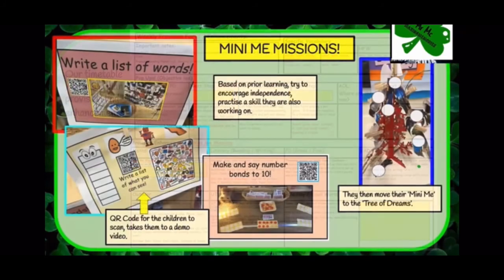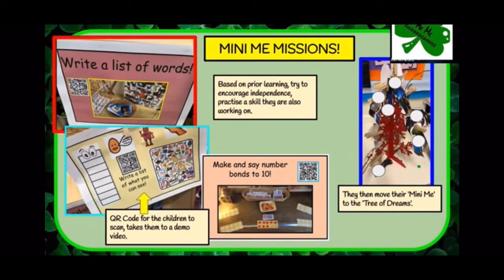The mini-me missions are based on prior learning, and we like to use them to try and encourage independence and to practice a skill that they're also working on. It won't be something brand new that they've never done before, because then that would need an adult to facilitate that learning and to practice that skill.